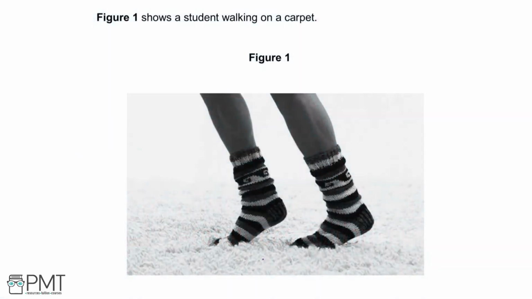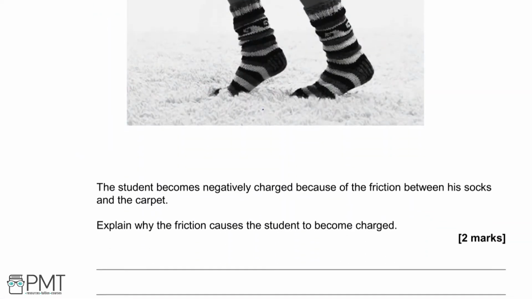Figure 1 shows a student walking on a carpet. The student becomes negatively charged because of the friction between his socks and the carpet. Explain why the friction causes the student to become charged. So this is 2 marks. We need to have 2 really clear points about why the student becomes negatively charged.